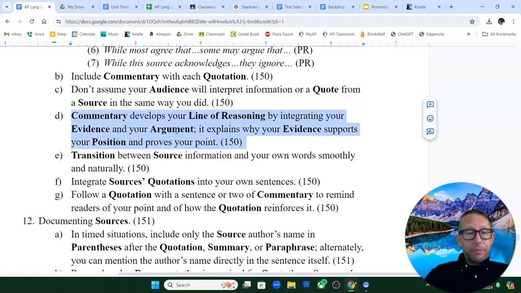This is repetition, but hey, repetition is how we learn, so I'm not upset about it. Remember that commentary develops your line of reasoning by integrating your evidence and your argument.